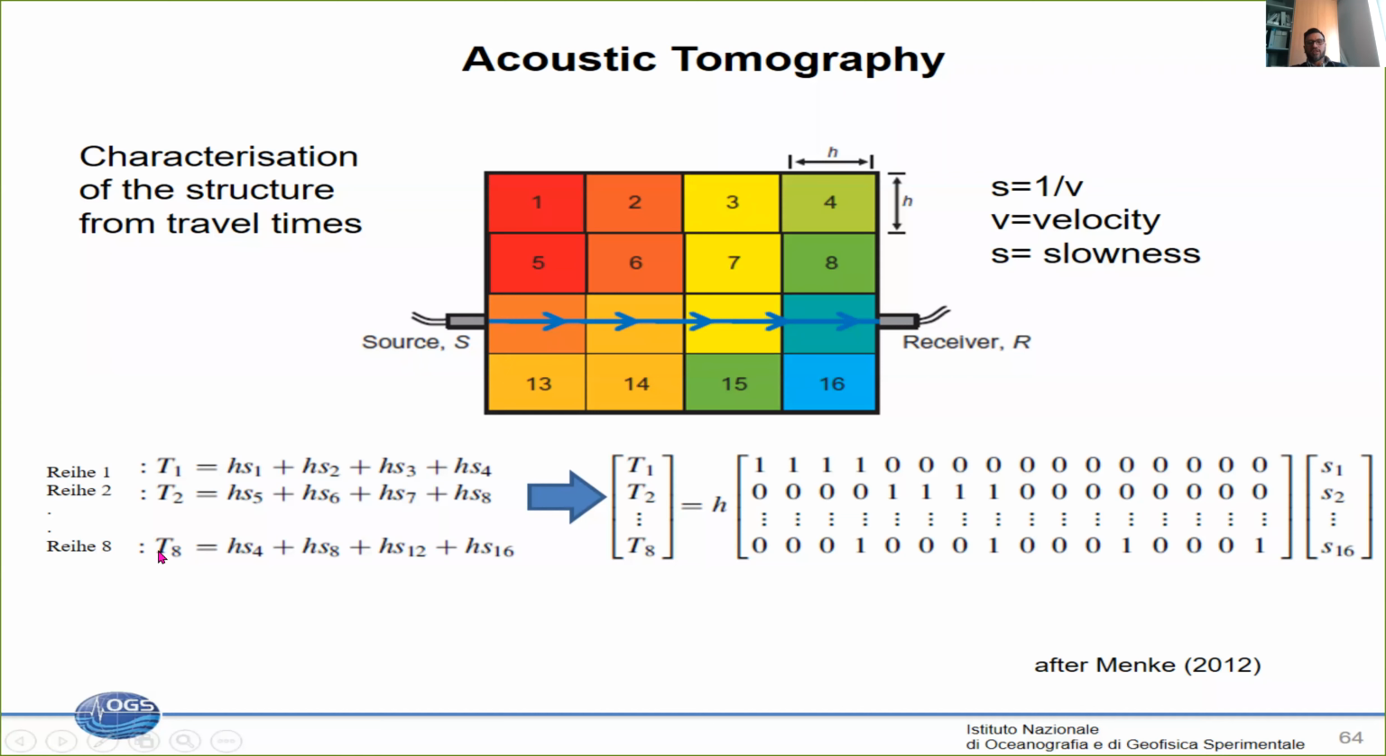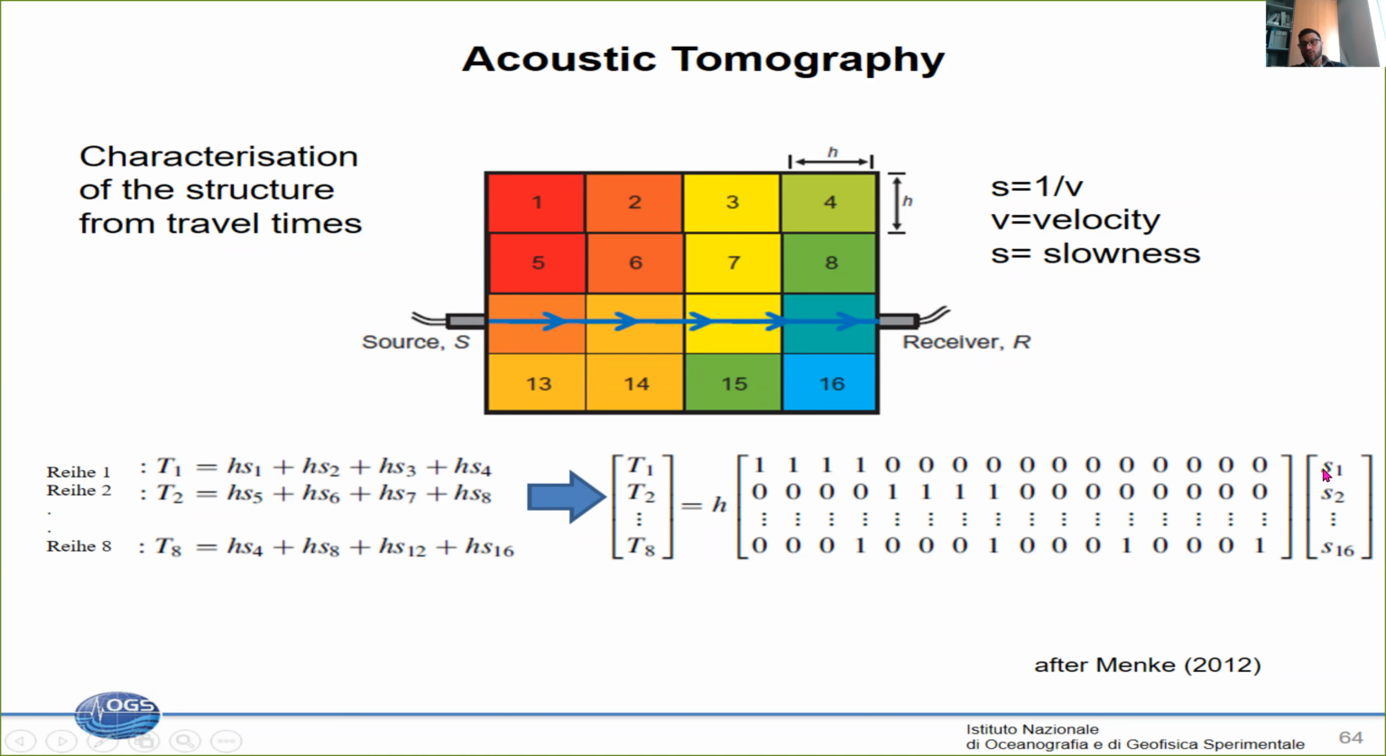So you can see it here. I will have a 1 in block 4, in block 8, in block 12, in block 16. And then it's simply multiplied by a factor h, because this is identical in each block, because the horizontal and vertical dimensions are the same. So this is the matrix that is linking my data to my unknowns.